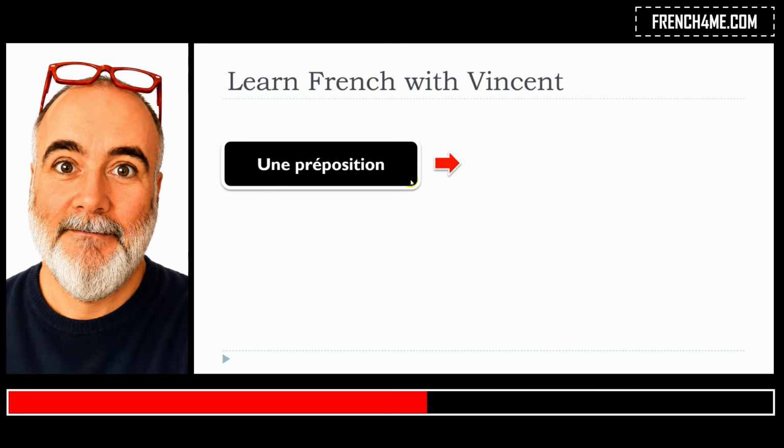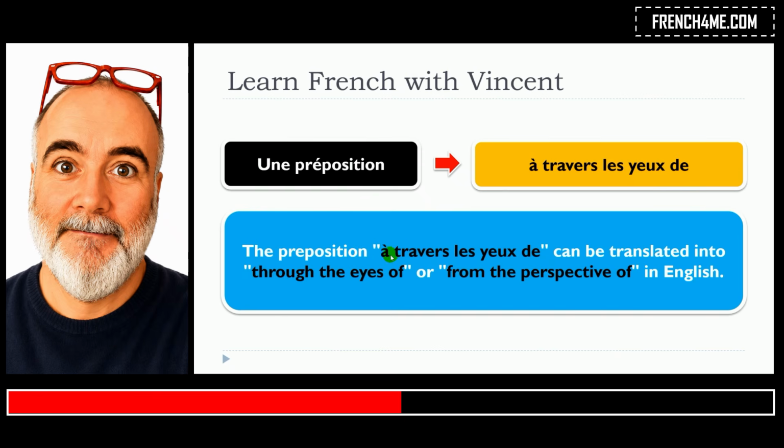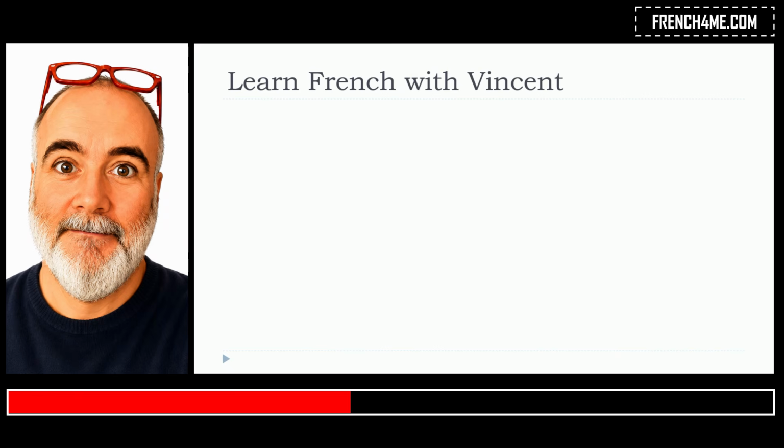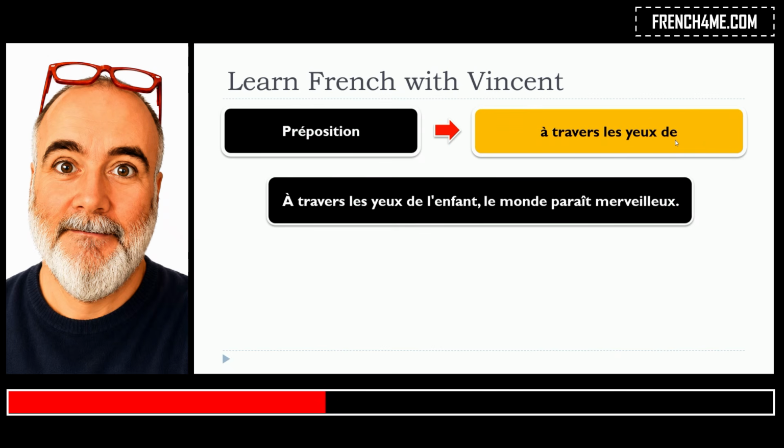So, this lesson is about à travers les yeux de, and the preposition à travers les yeux de can be translated into through the eyes of or from the perspective of in English. So we'll see 4 examples with à travers les yeux de.